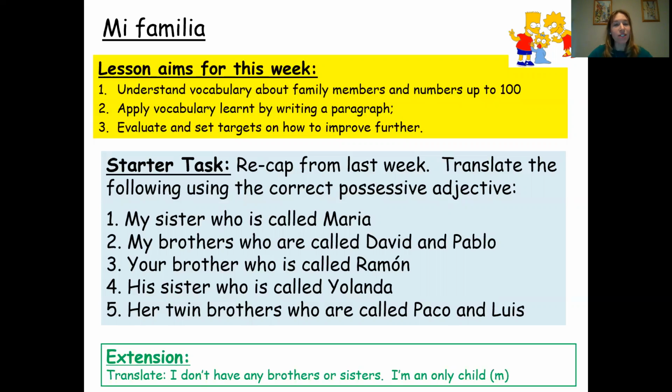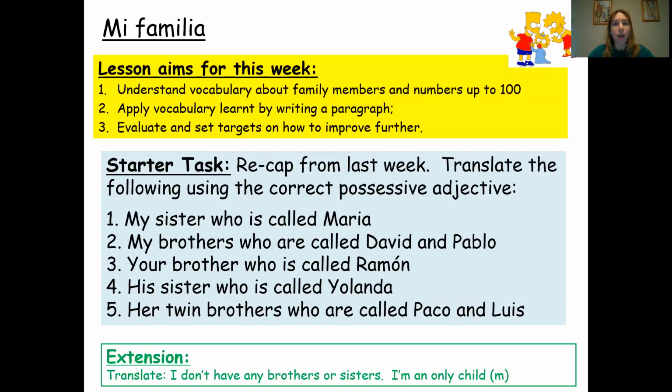So to start with, your starter task, which is recapping from last week, it's always good to revise what we've done. I'd like you to translate the following. There are 5 sentences there using the correct possessive adjective. So remember, our possessive adjectives are mi, mis, tu, tus, su, and sus. And the difference between those is whether it's singular or plural. So for example, if one of those was my brother is called David, I would say mi hermano que se llama David, for example.